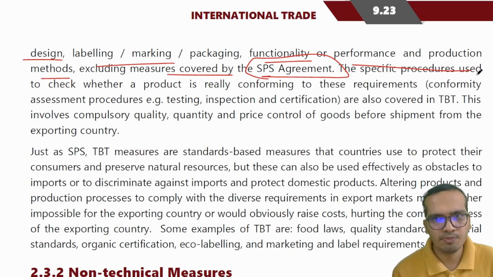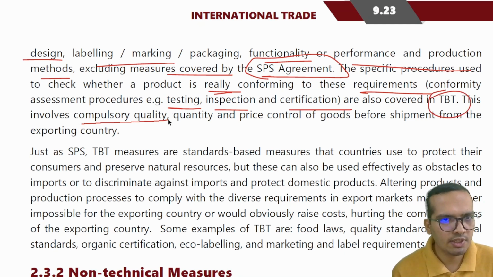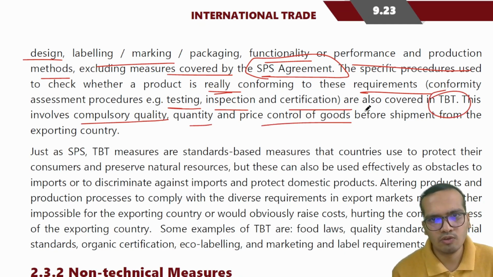There are specific procedures used to check whether a product is really conforming to these requirements. Conformity assessment procedures, that is testing, inspection, and certifications, are also covered in TBT. This involves compulsory quality, quantity, and price control of goods before shipment from the exporting country.